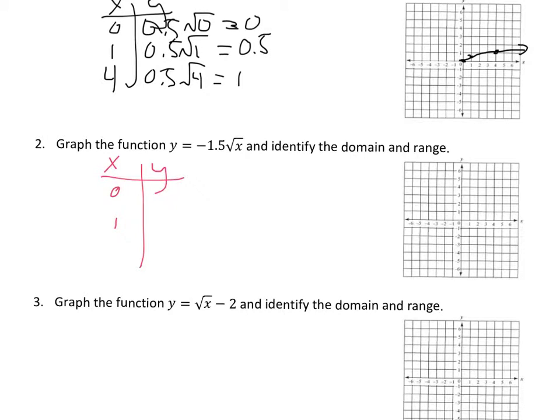XY table: 0, 1, and 4. But now we're going to multiply our answer by negative 1.5. For our square root, the square root of 0 is 0. 0 times anything is 0, so we know we're still starting at that origin.